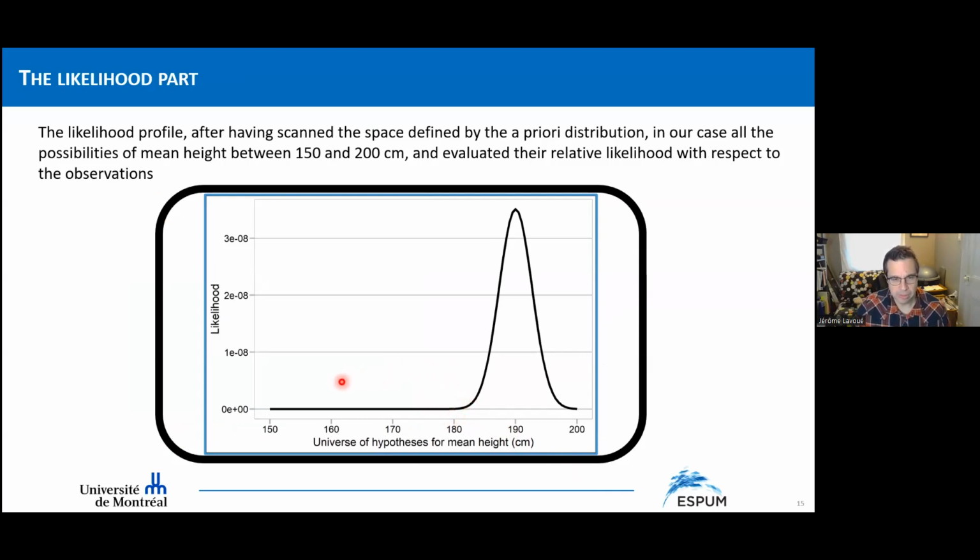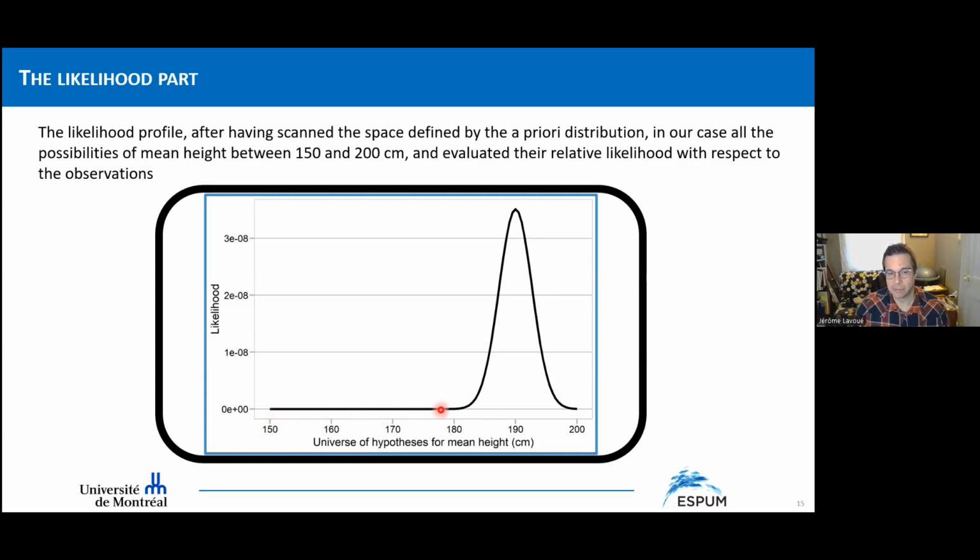And you can see that as quite intuitive, I think. The very low values in my range of plausible values have almost null likelihood. Of course, it would be very unlikely to observe the heights we have observed, which are all around 190 centimeters, if the actual mean height of hygienists was 150. I would be very unlikely to observe what we observe. So the likelihood here is very low.